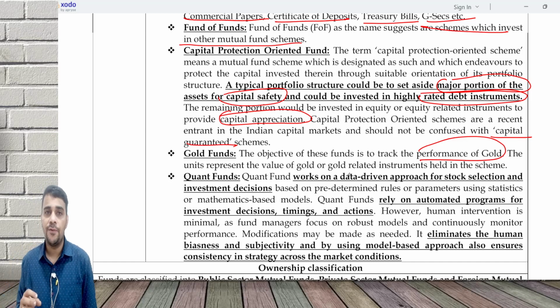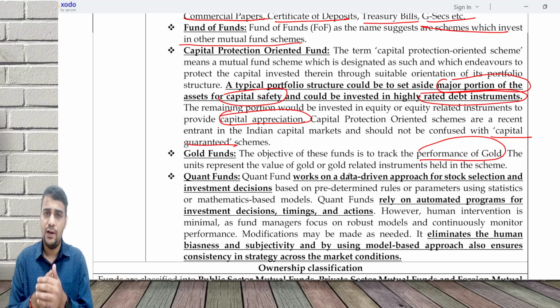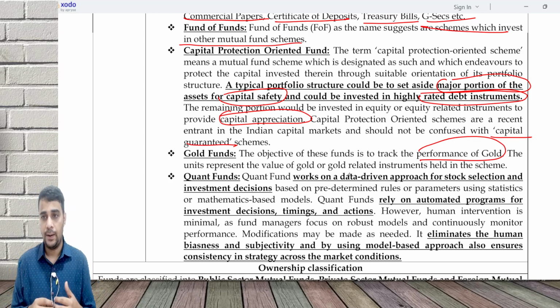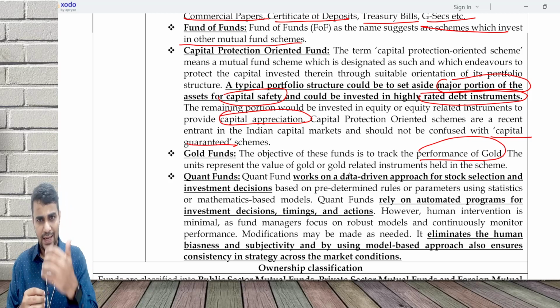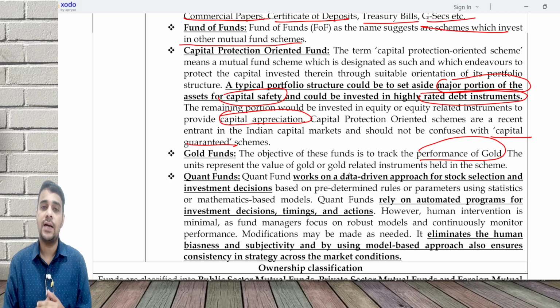What are quant funds? Many times, whenever you are purchasing or selling a share or a mutual fund, emotions play a part. I tell somebody, please buy a share. He did not buy the share. Two days later, the price has gone up. Still, the share is undervalued.